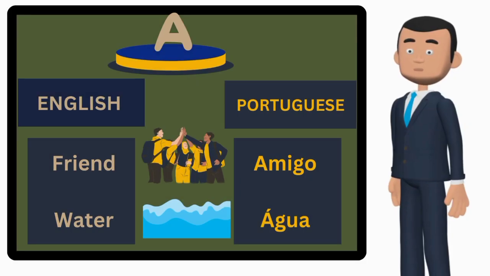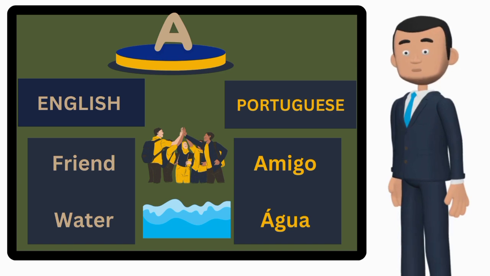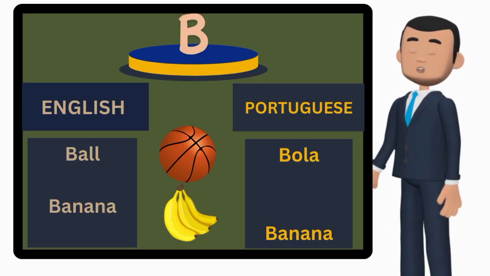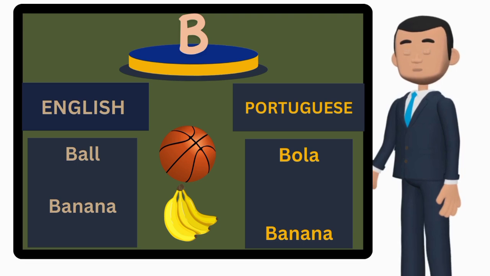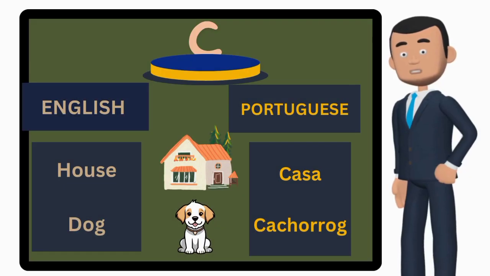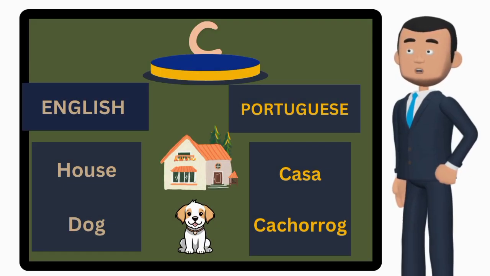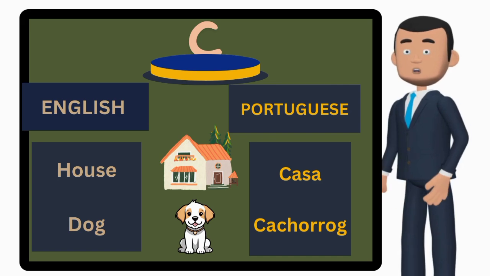A. Example: amigo, friend; água, water. B. Example: bola, ball; banana, banana. C. Example: casa, house; cachorro, dog.